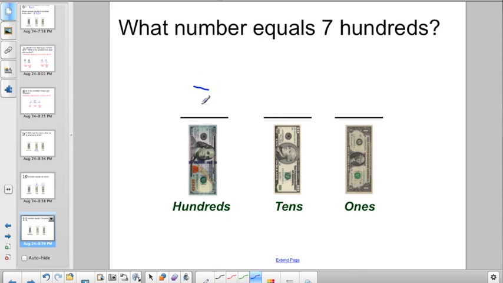$700, or 700, the number just means you have 7 hundreds, 0 tens, and 0 ones. 700 is the number they're looking for.